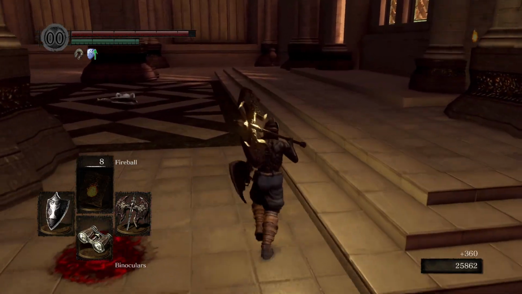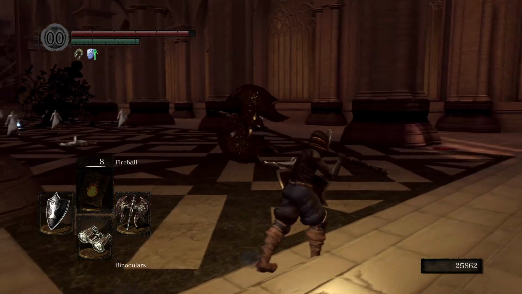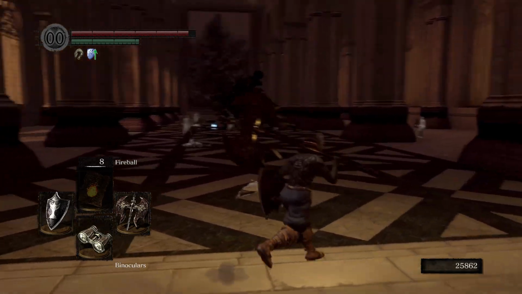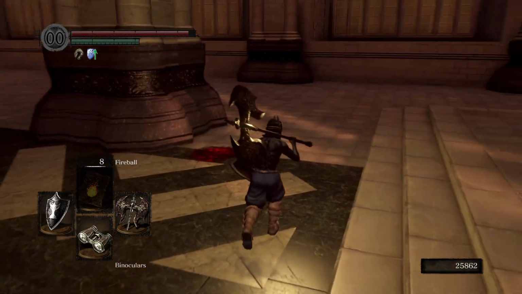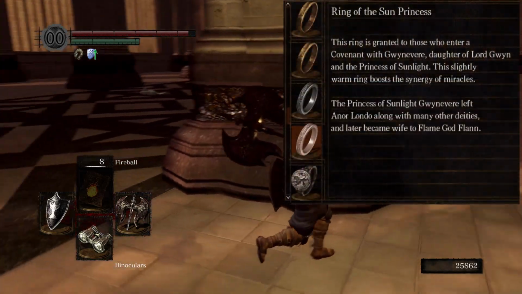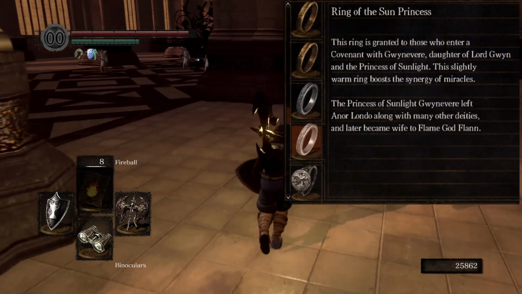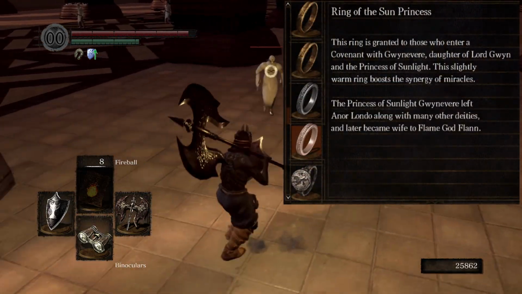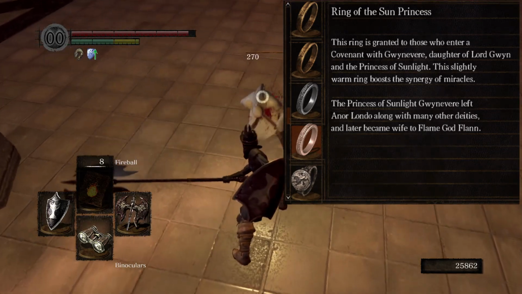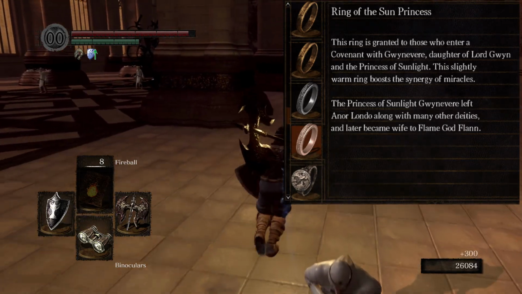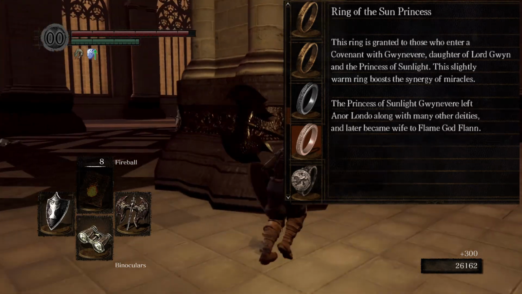as we won't be meeting Gwynevere for several installments, but when we do we can join Gwynevere's covenant. And if we choose to serve the princess, we will be awarded this ring. Ring of the Sun Princess. This ring is granted to those who enter a covenant with Gwynevere, daughter of Lord Gwyn and the Princess of Sunlight. This slightly warm ring boosts the synergy of miracles.